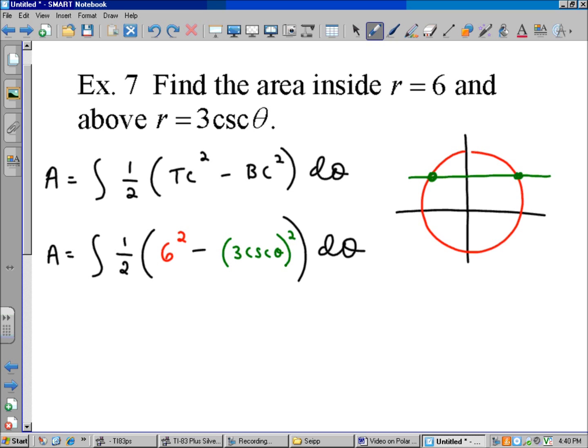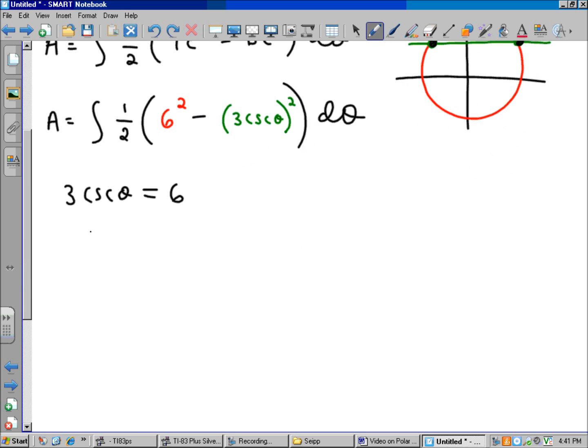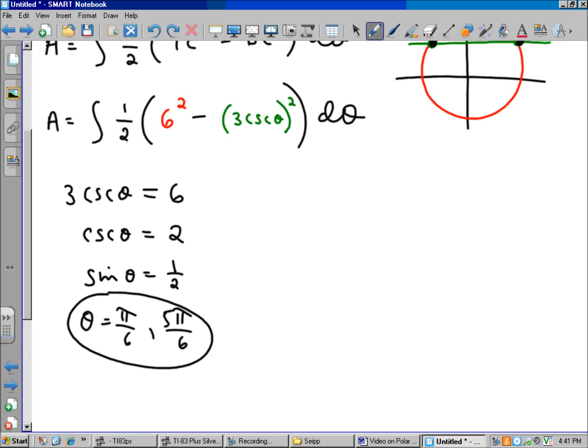How do I find the bounds of integration? Well, I need the points of intersection. So I've got to take 3 cosecant theta, and I've got to set it equal to 6. I've got to figure out where these guys intersect each other. If I solve this equation, dividing by 3, I get that. Remember, the cosecant is the reciprocal of the sine, and the sine of 30 degrees, or pi over 6, and 150 degrees, or 5 pi over 6, is where the sine equals 1/2. So these are going to be my bounds, pi over 6 and 5 pi over 6.